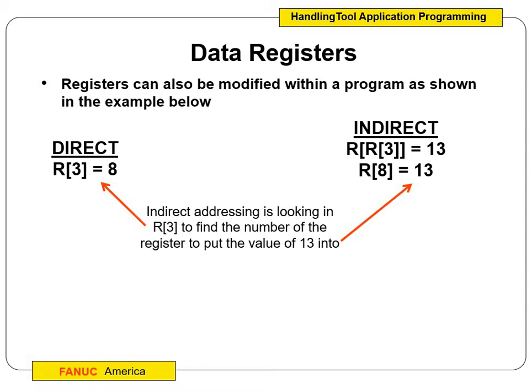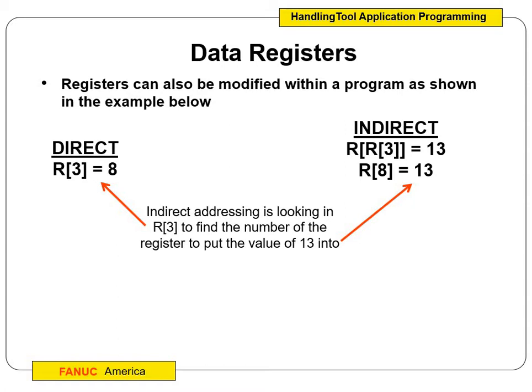So if we look at direct addressing, that's where we put the specific data in that we want. Register 3 will be 8. Okay, that's what we see on the left hand side. On the right hand side, we are going to get register R3 is 13, okay, and then we have R8 is 13. Okay, so we can indirectly do that.